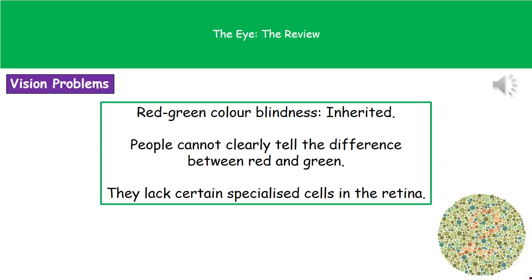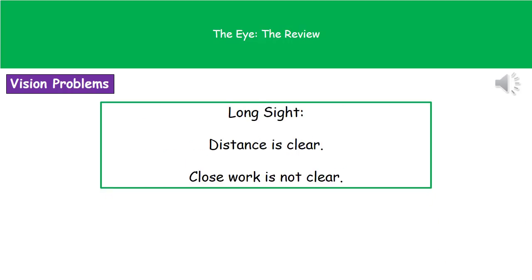And the reason behind that is that you're lacking certain specialised cells in the retina that allow us to distinguish between red and green. Our second vision problem then is being long-sighted. If someone is long-sighted, they can see things in the distance very clearly, but as soon as you try and look at something up close, like reading a book, then it's not clear and it starts to blur a little bit.